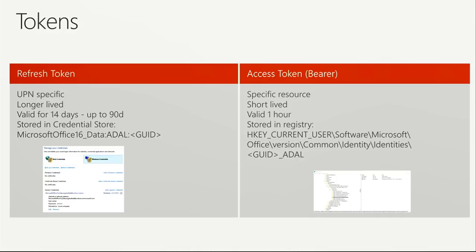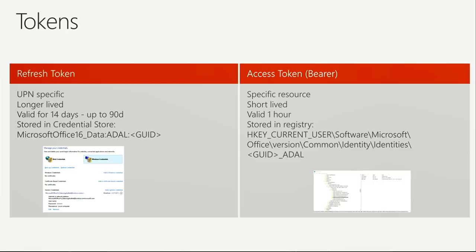And refresh token is longer lived. And it's a user principal name, and it's specific to access tokens. So it's longer lived, and maybe you have seen that it's between 14 to 90 days. That has changed, and I will go back to that a little bit later on. By default, but your tenants that you're having today, if you're not using it, it could be down to 14 days. And it's also stored in Credential Manager.